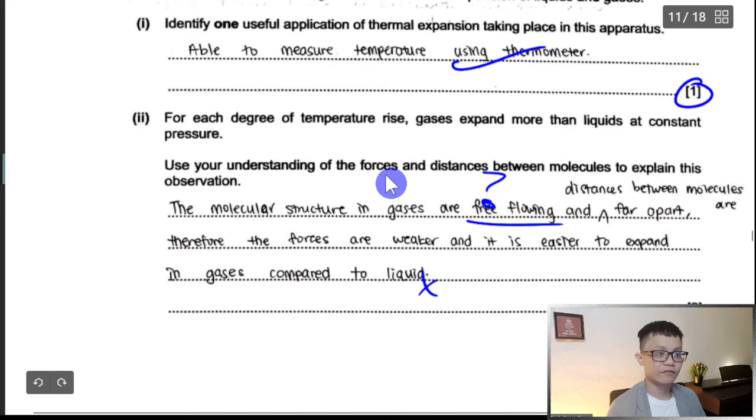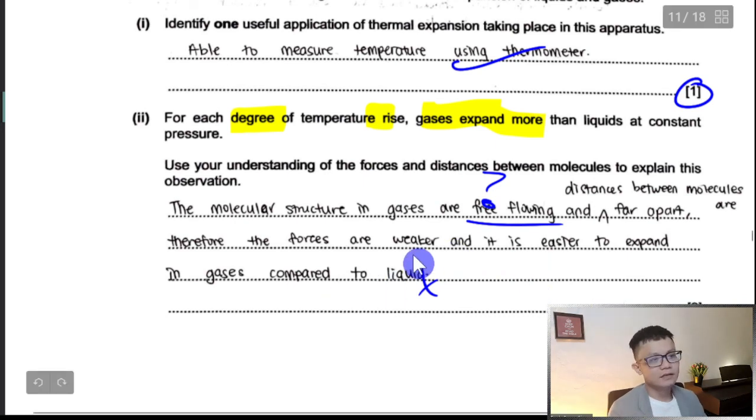So, let's read the question. For each degree rise, gases expand more than the liquid at constant pressure. So, how do you want to explain this? We can say that the forces between the gas molecules are getting weaker, therefore the distance between the molecules in gas is greater. Or we can say less energy is needed to separate the gas molecules. So you just explain it.